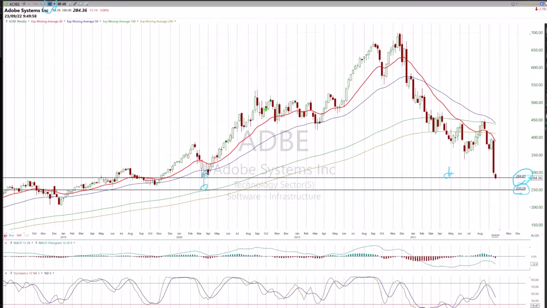And by the way, this is the low of March 2020, which is the lowest point Adobe has reached at the COVID pandemic bear market back in 2020. So we decided our strike for our trade today to be around $250.